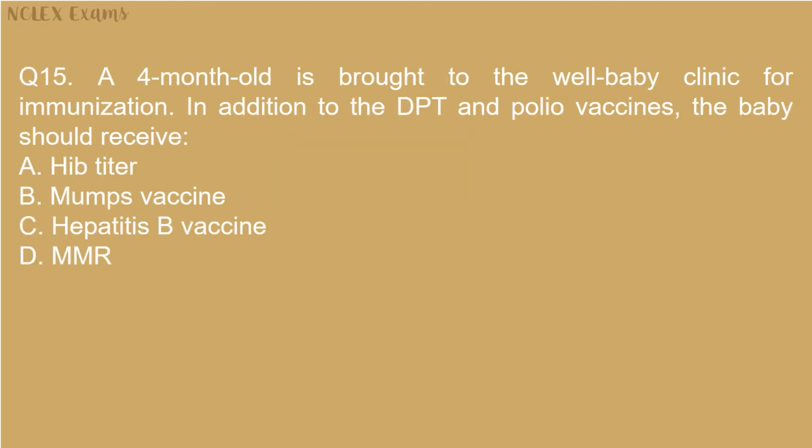Question 15. A 4-month-old is brought to the Well Baby Clinic for immunization. In addition to the DPT and polio vaccines, the baby should receive: A. Haemophilus influenzae vaccine. B. Mumps vaccine. C. Hepatitis B vaccine. D. MMR.